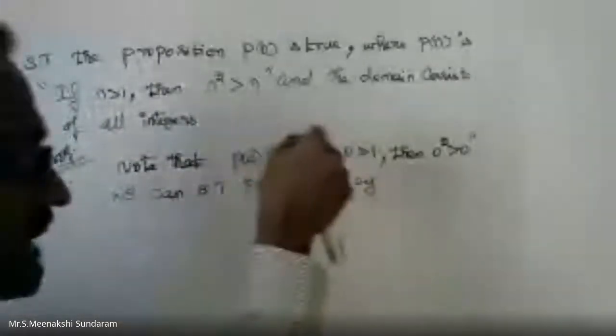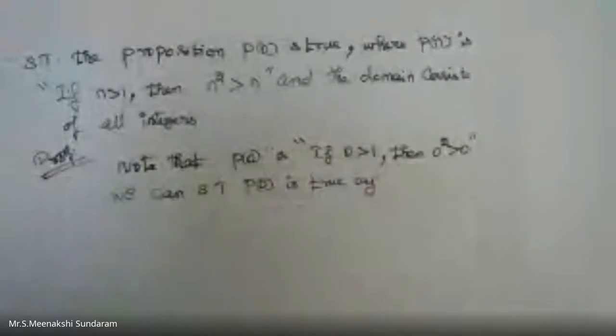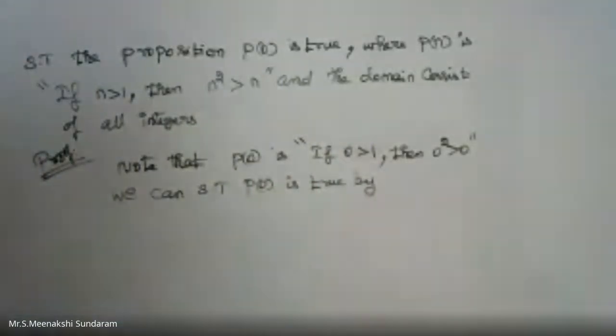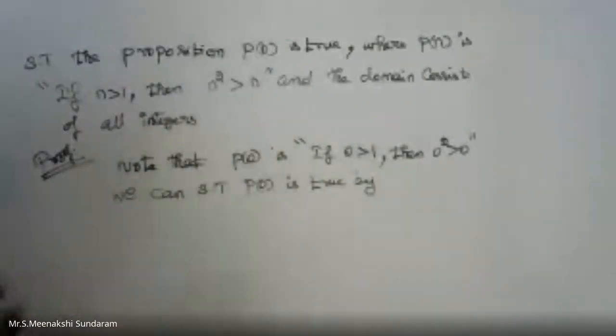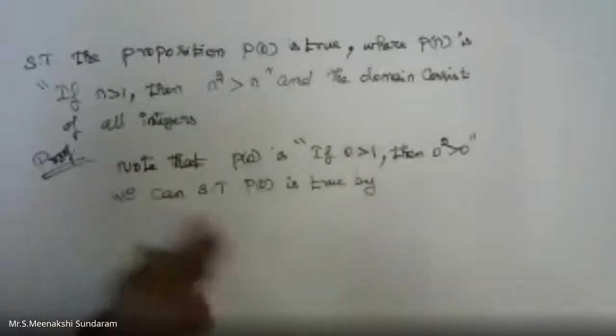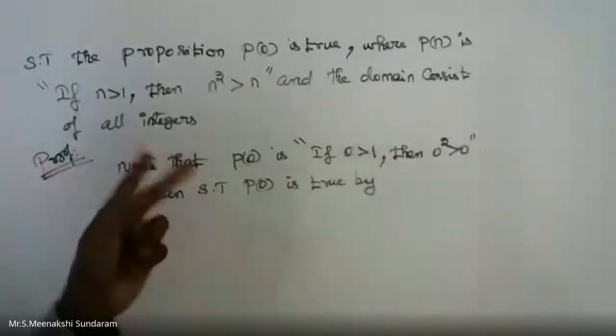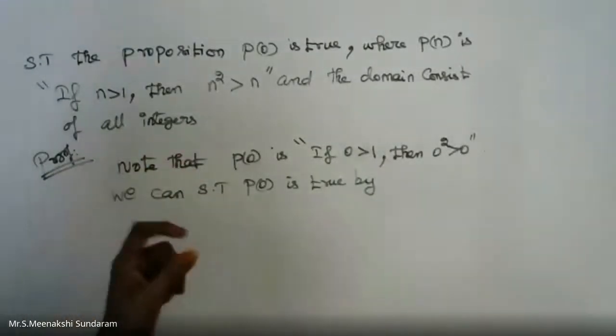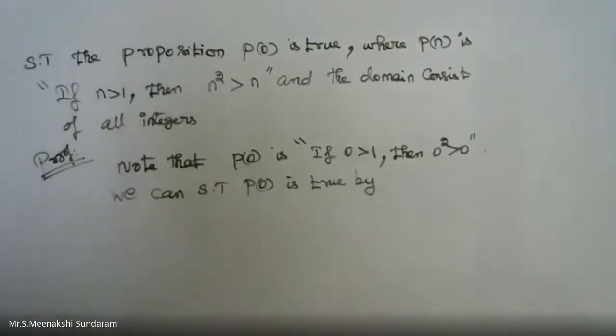Here the input is false. The input is n greater than 1, but the input is 0, and 0 is not greater than 1. So my input is false. About what proof can we apply? If we talk about the input and also the output, I told you vacuous and trivial proof. Vacuous proof is when the input is false.